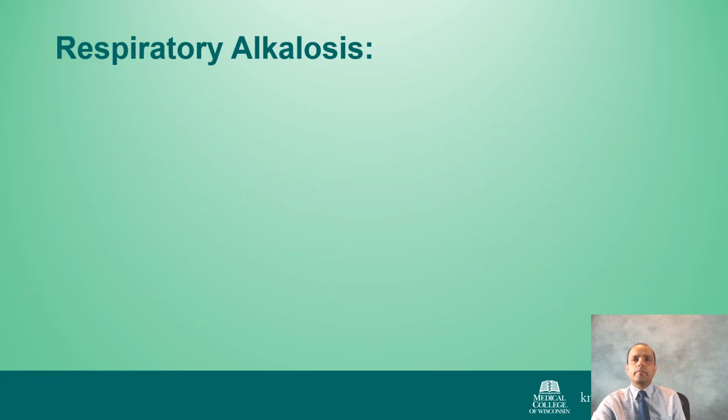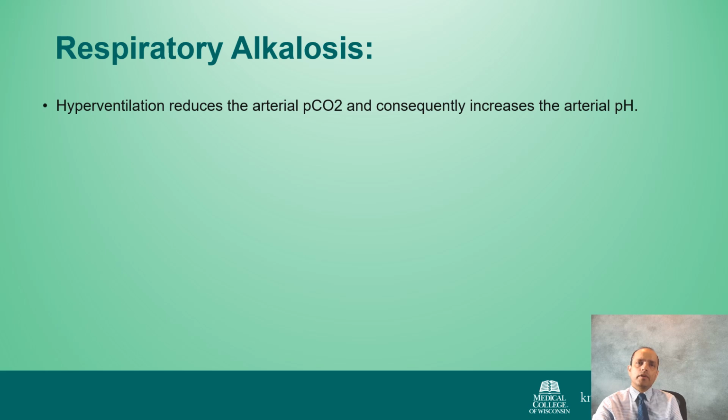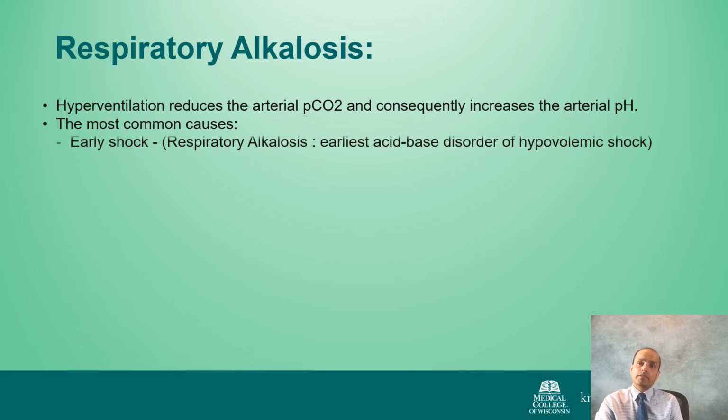All right, let's talk a little bit about respiratory alkalosis. Hyperventilation reduces arterial PCO2 and consequently increases the arterial pH. The most common causes of respiratory alkalosis are early shock. When somebody has a shock, they actually breathe faster because they have a metabolic acidosis because of the lactic acid, and they are trying to clear that by breathing faster. In fact, this is the earliest acid-base disorder of hypovolemic shock.